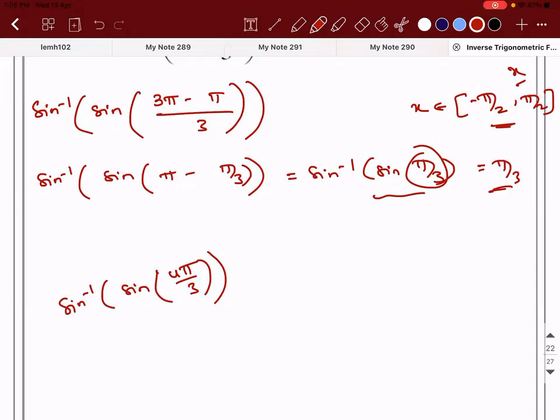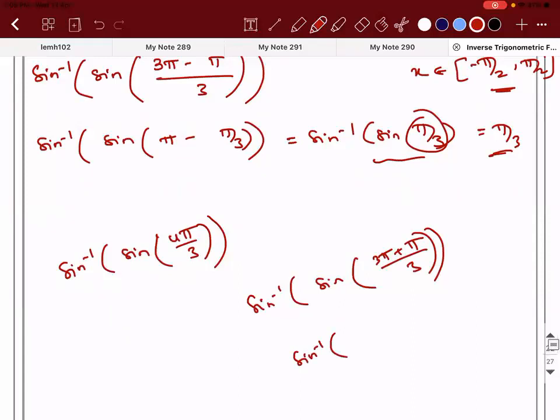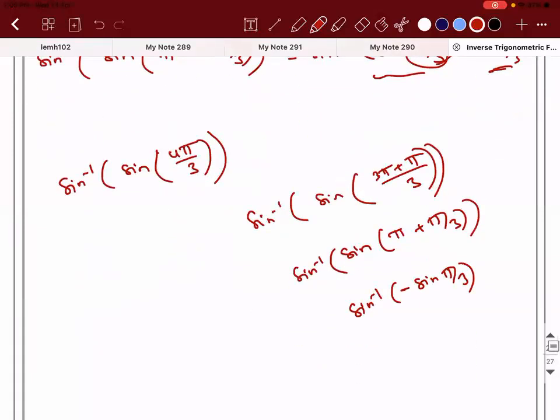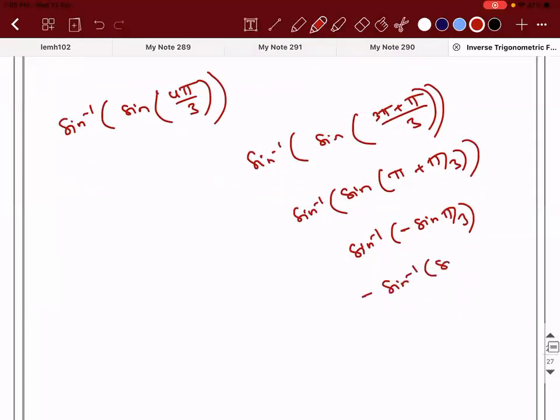Pi plus pi by 3, a third quadrant, sine will become negative. See, for those who are not able to understand, sine inverse of sine of 3 pi plus pi divided by 3. This is only till you get used to the logic. Later you can do whatever you want. So, sine of pi plus pi by 3 is minus sine pi by 3. So sine inverse of minus x is minus sine inverse x. So minus sine inverse of sine pi by 3, now it is minus. So this is how you get minus pi by 3.